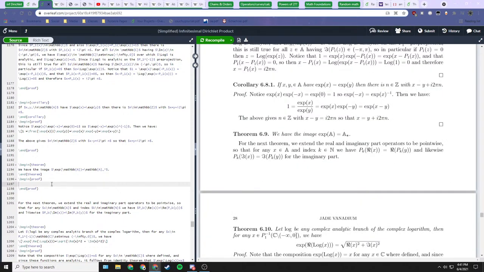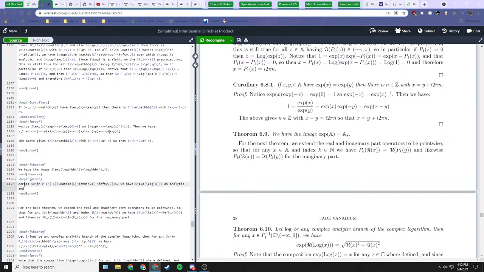Okay, yeah, let's try that. Okay, so we have, for all x in, we have p1 inverse of C set minus the interval minus infinity to zero inclusive. We have exp of log of x, as we say, across x in the set. We have this as analytic and equaling x for x in C.